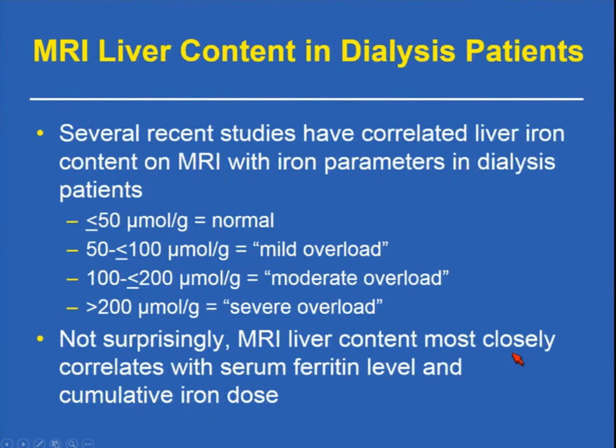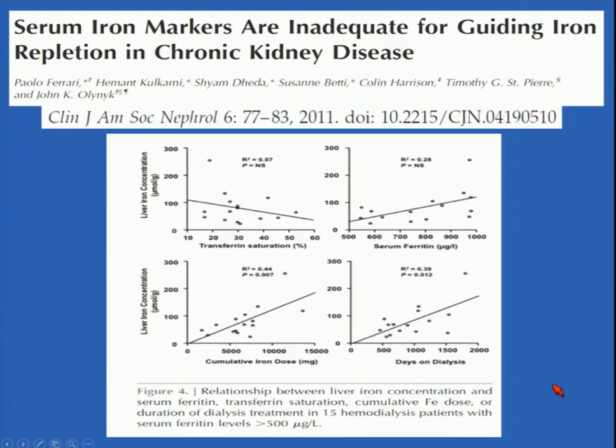So what about the MRI liver content in dialysis patients? There have been several recent studies that have looked at content by MRI, and they've classified less than 50 micromoles per gram as being normal, 50 to 100 being mild, 100 to 200 being moderate, and greater than 200 micromoles per gram of liver tissue being severe overload.